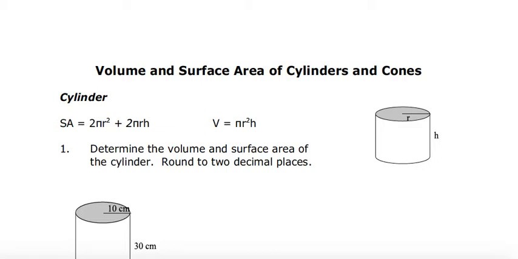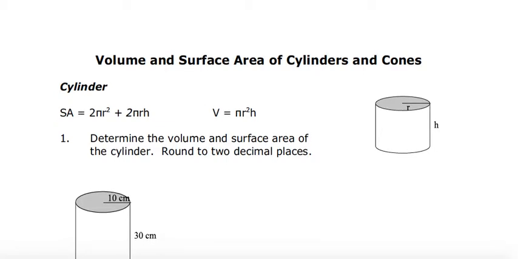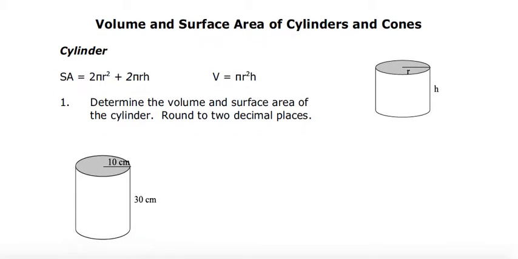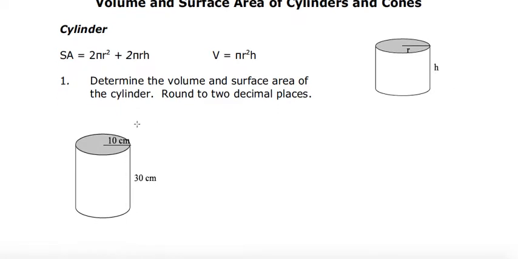So when you're calculating the surface area and volume of a cylinder, you need to know two dimensions: the radius of your cylinder and the height of your cylinder. So for example number 1, the radius is given to us as 10 centimeters, and the height is given to us as 30. And it doesn't matter which calculation you do first, but because it says volume first, we're going to calculate the volume. So the volume is pi r squared times height.